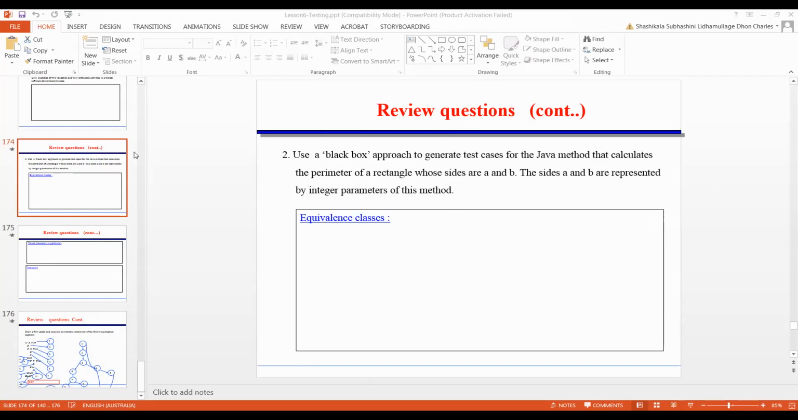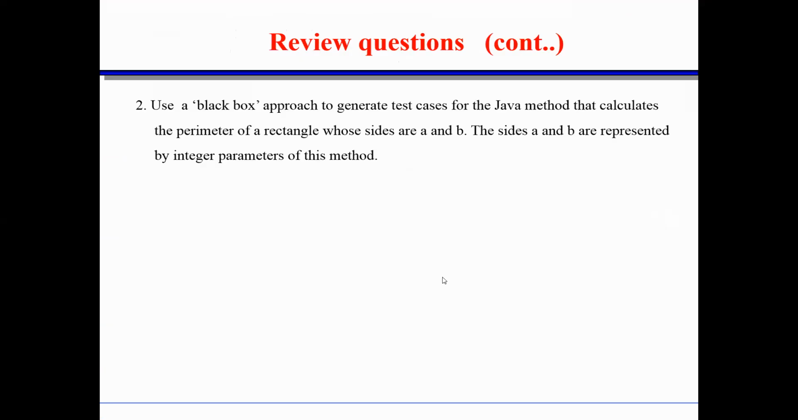Last week we discussed testing. Here I want to do these questions and move to the next chapter, quality. Can you try this out? Use the black box approach to generate the test cases for the Java method that calculates the perimeter of a rectangle, sides A and B.